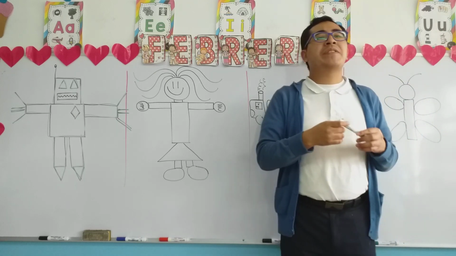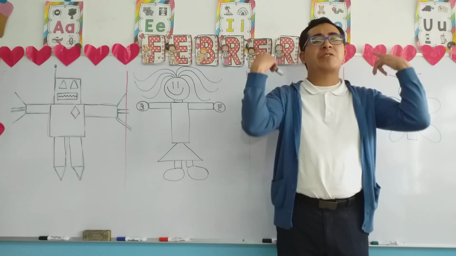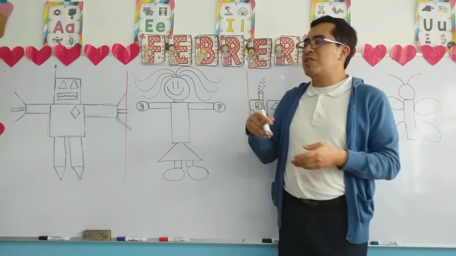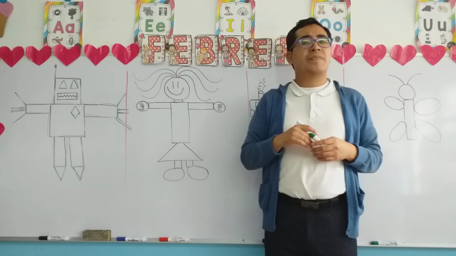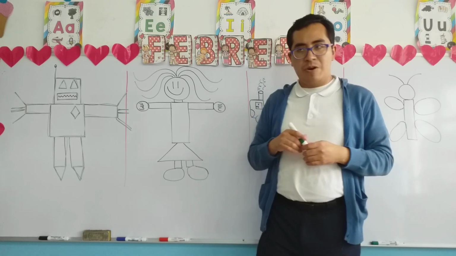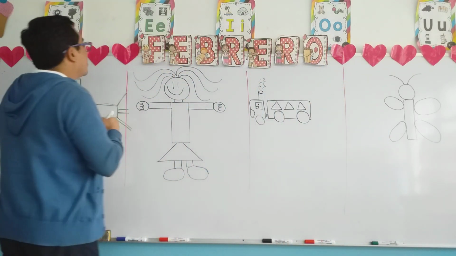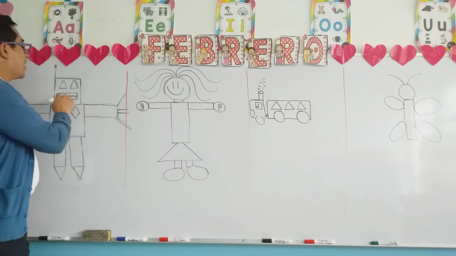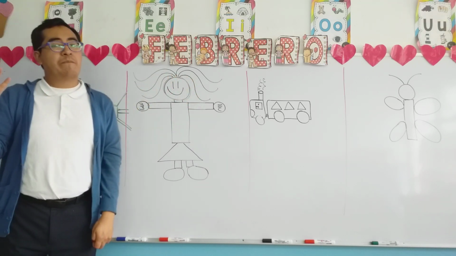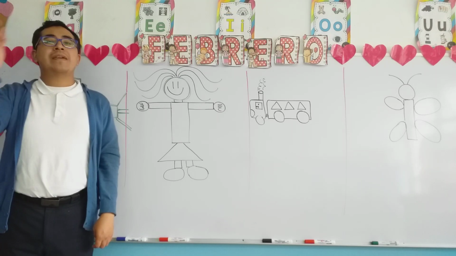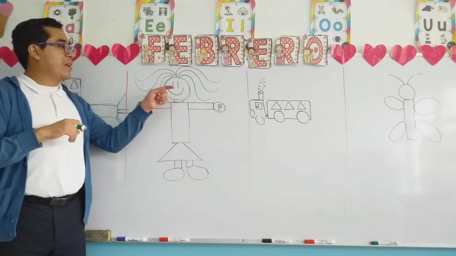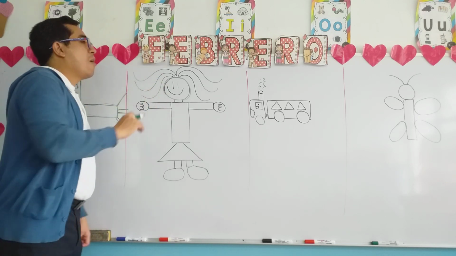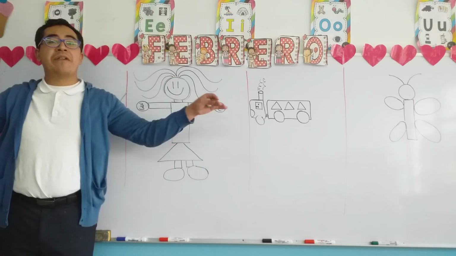We start with the top part of the body, which is the head. For the head, what geometric shape can we use? A circle, of course. Remember, the head of the robot is like a square, but the head of a person, boy or girl, is like a circle. So we have here the circle for the head. Now, what about the hair?